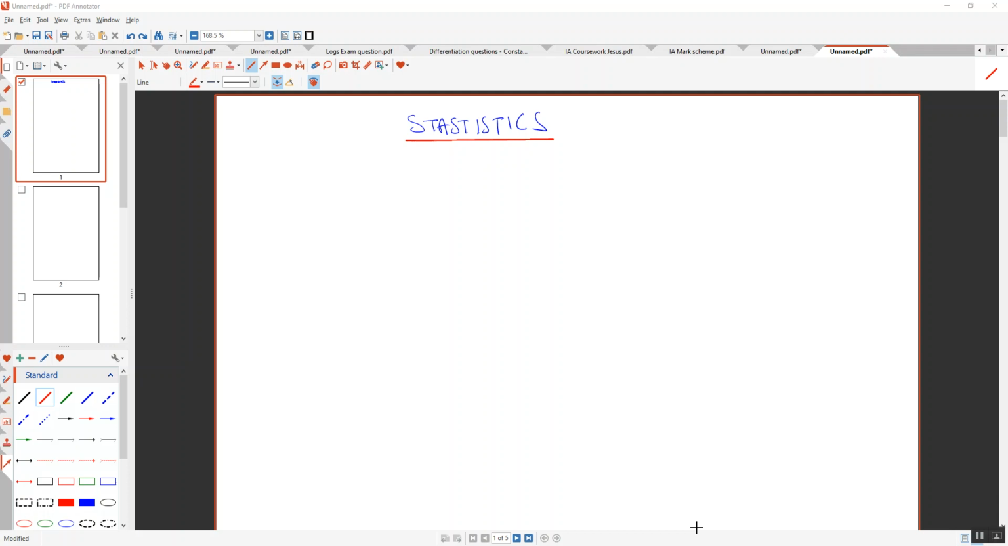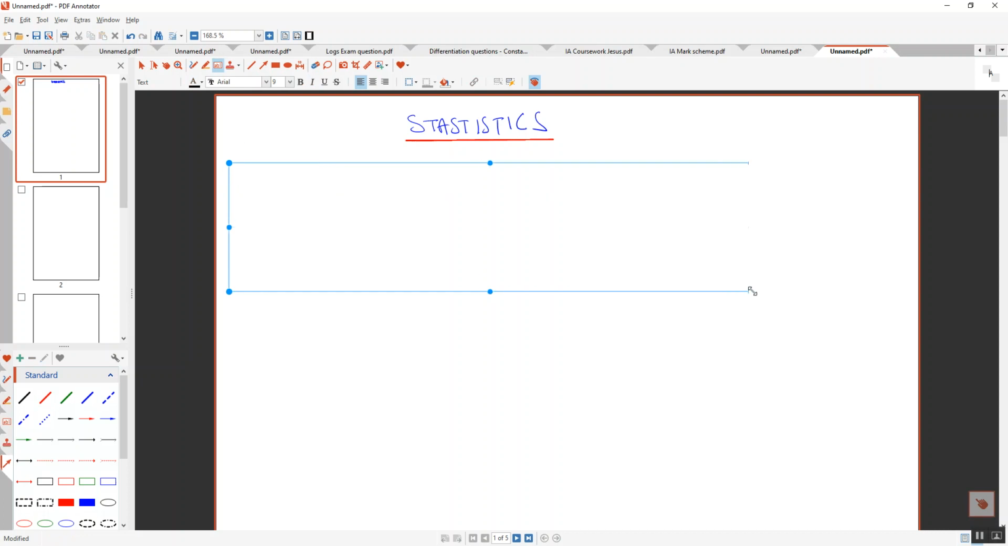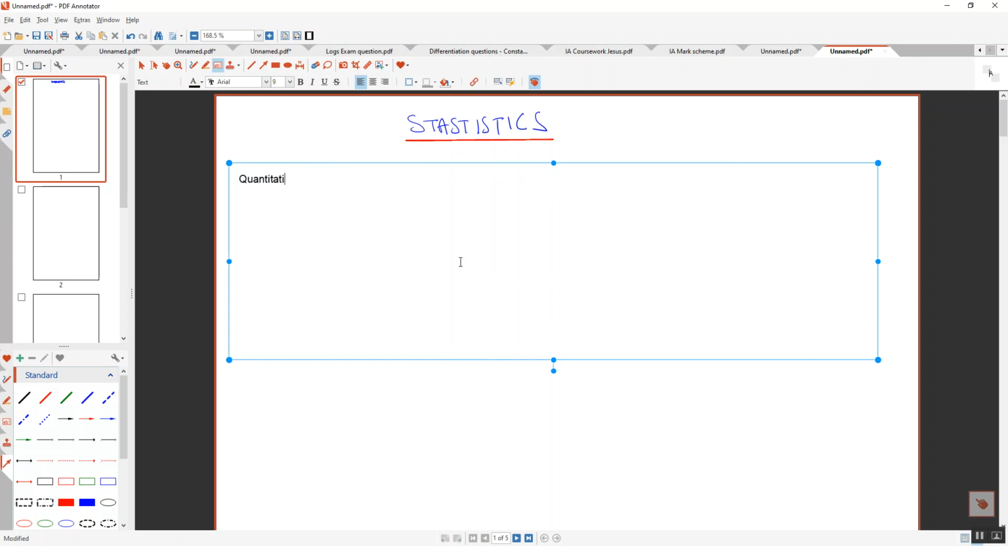Now, there will be quite a few definitions that you are just going to need to learn, okay? And we will get some of them down now, okay? So this type of thing, you just need to learn these definitions. So the first thing, quantitative data is to do with, what do we think? Quantities, yep, so to do with numbers, okay?